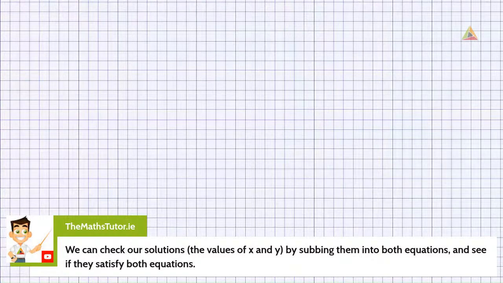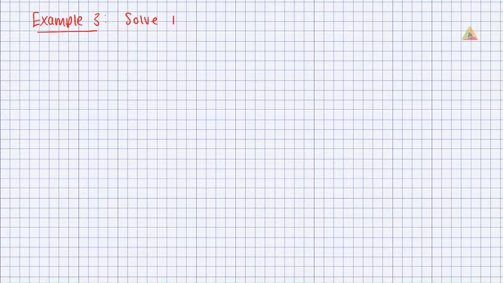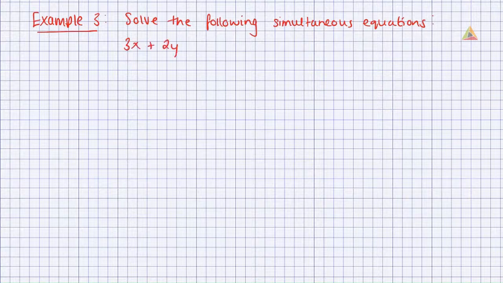Okay, so we're going to do a third example now of simultaneous equations. And this time, again, the question is to solve the following simultaneous equations. And this time, the two equations given are 3x plus 2y is equal to minus 6, and the second one is x minus 4y is equal to minus 2. So I'm going to number them: equation 1 and equation 2.